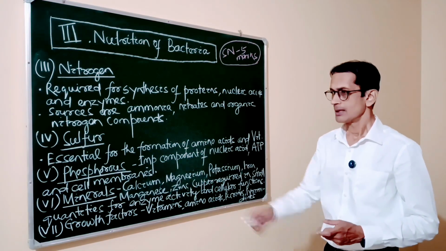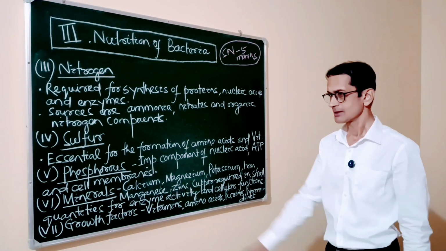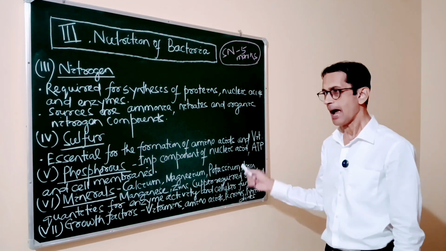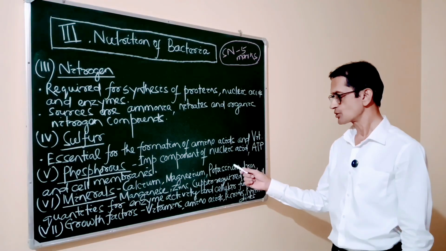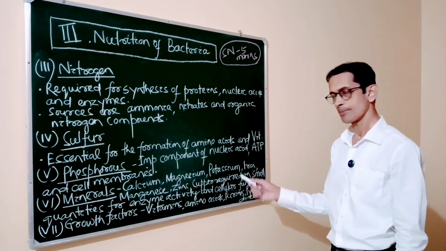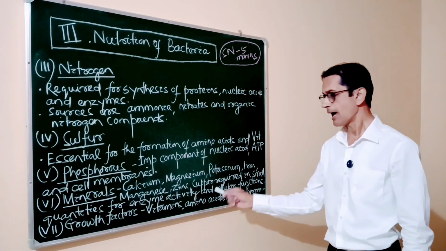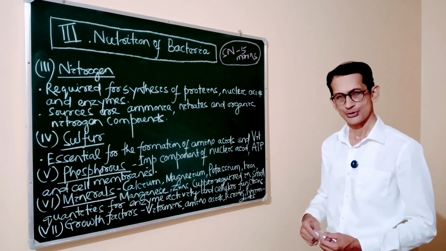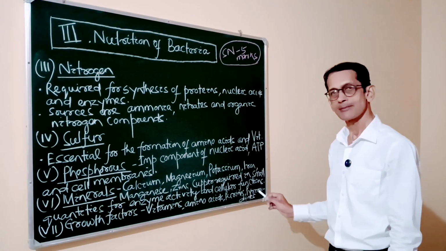Next, sulfur, essential for the formation of amino acids and vitamins. Next, phosphorus, an important component of nucleic acid, ATP, and cell membranes. Minerals: calcium, magnesium, potassium, iron, manganese, zinc, copper. These are required in small quantities for enzyme activity and cellular functions. And lastly, growth factors: vitamins, amino acids, purines, and pyrimidines.